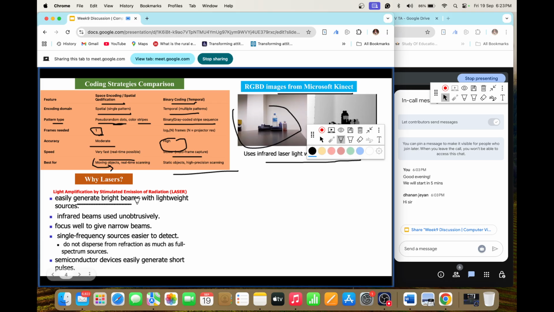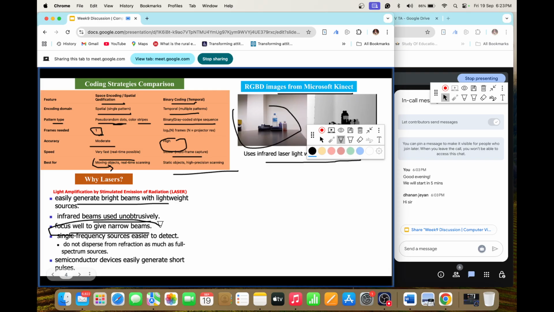So, easily generate bright beams with lightweight sources. If we are using a laser, the source used for projecting the laser is actually lightweight, but other sources are actually heavy, so we go with this laser. Second, infrared beams unobtrusively focus well on a given narrow beam.